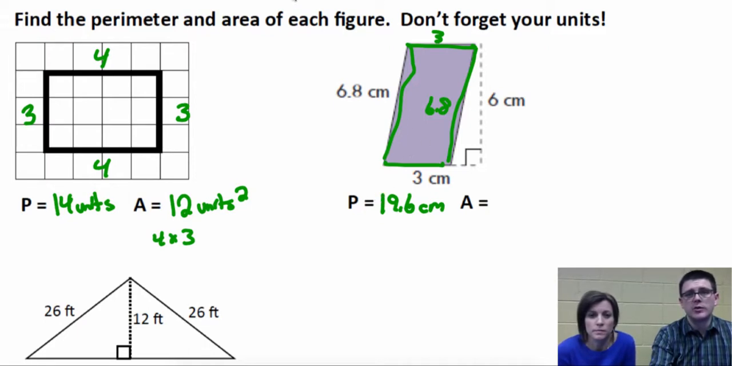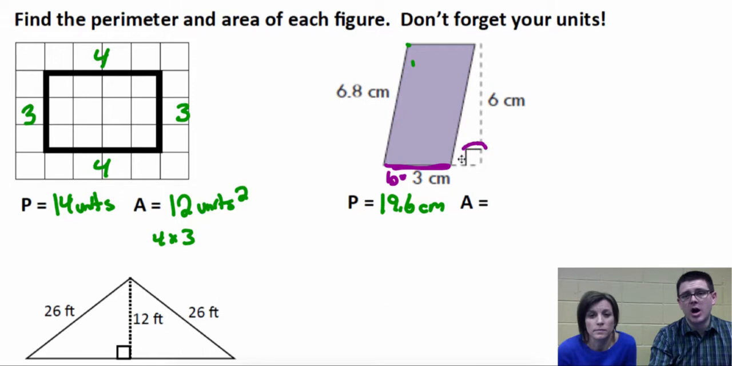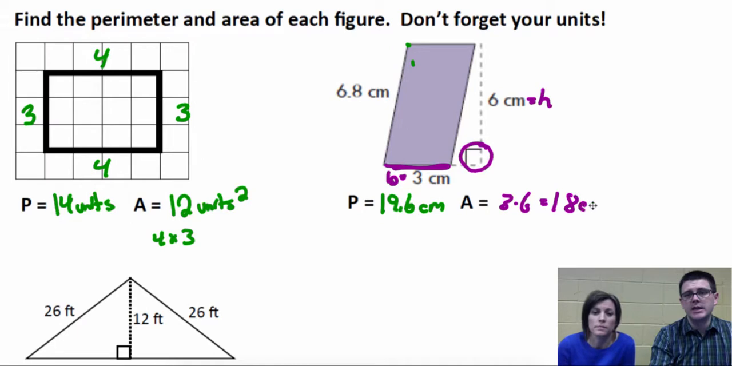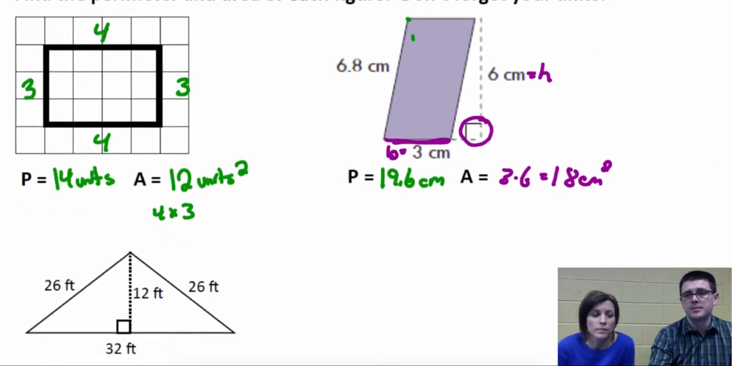But when I switch over to the area, remember we talked about it's base times height, but you have to be careful about the base and the height. In this case, my base is 3, but my height is always that measurement going straight up from the base at a right angle. So here is my height. So I'm going to do 3 times 6 is 18. Since it's area, it's going to be centimeters squared because I multiplied centimeters times centimeters.